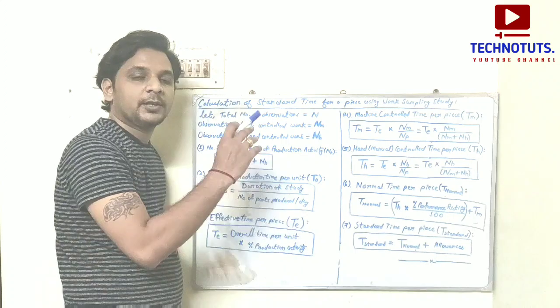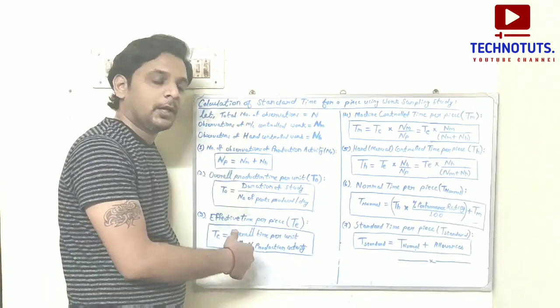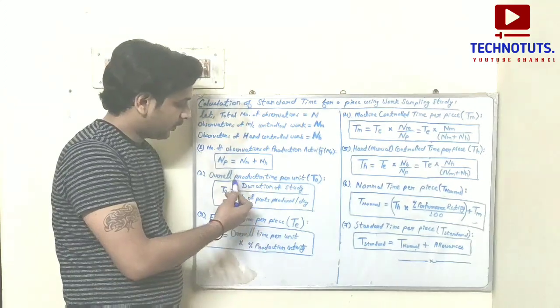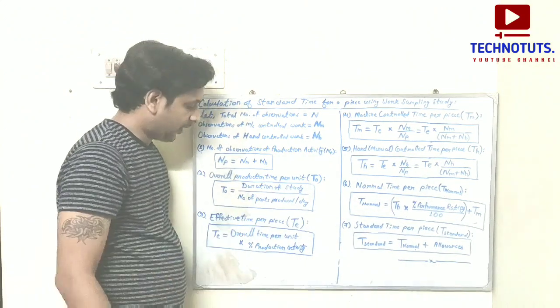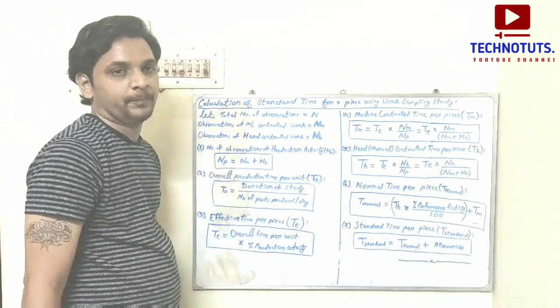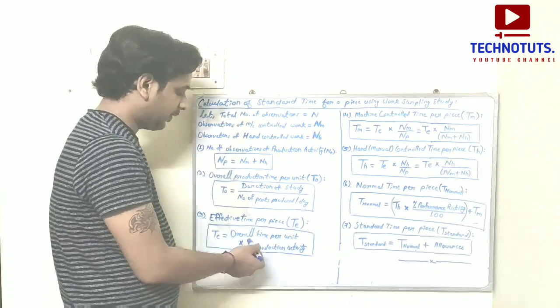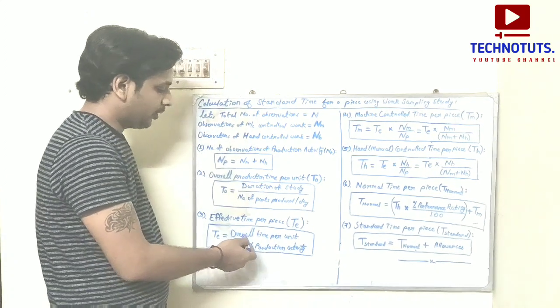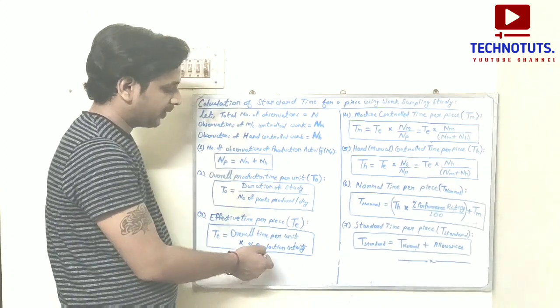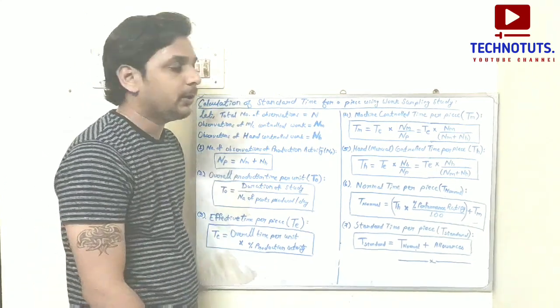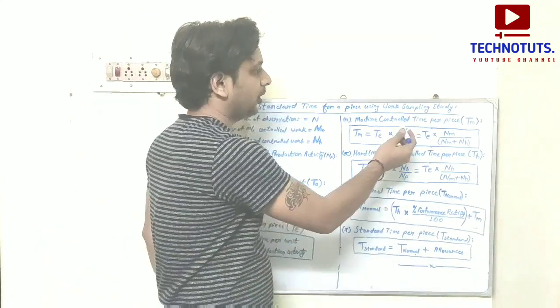Whatever production activity will be given, you have to multiply with the overall production time per unit, then you will get effective time per piece. That's why effective time per piece is given by TE is equal to overall time per unit into percentage production activity. Now let us find out machine control time per piece.